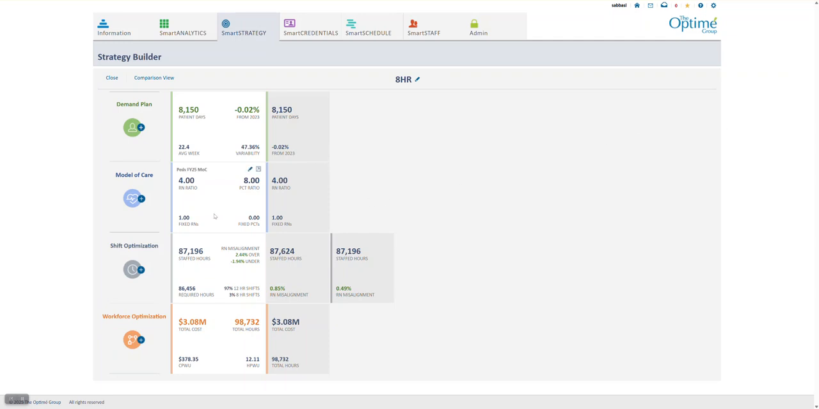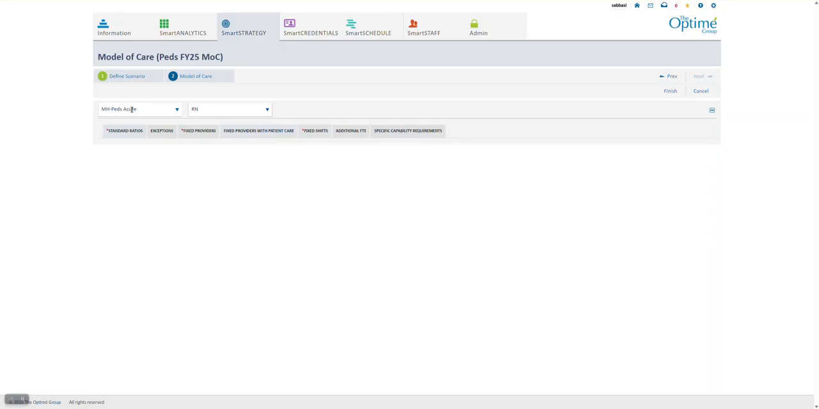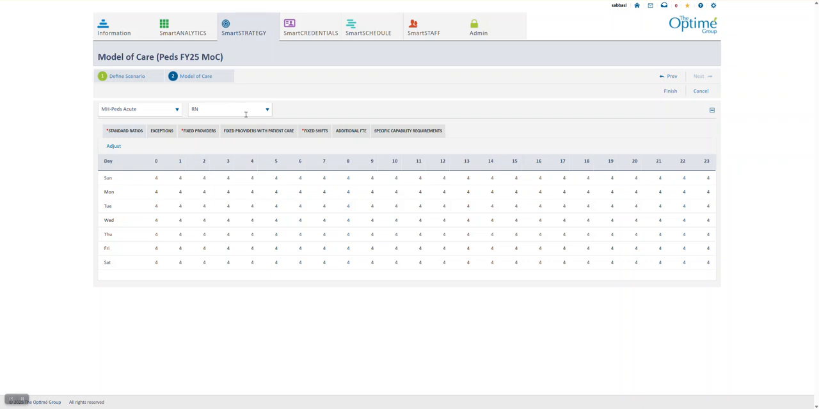All right, model of care, I already talked about. I'll show it to you just so that it is part of this. But again, we are just looking at a series of units, the job skills of that unit, and we are putting in a ratio. Every hour of the day gets a certain ratio here, but you could put in exceptions. You could put in fixed providers, providers that are encumbered with some degree of patient care and the percentage of that care. Fixed shifts, so if you have like an educator that comes in from Monday through Friday, you can add that here as well. Any additional FTEs or any specific capability requirements. It can all get recorded here, and again, it's going to use the demand and the model of care for the future states.